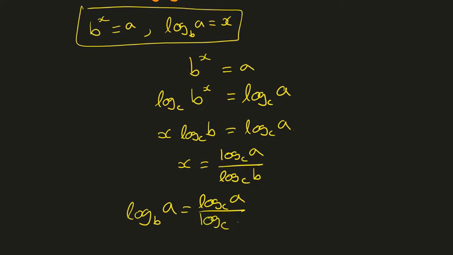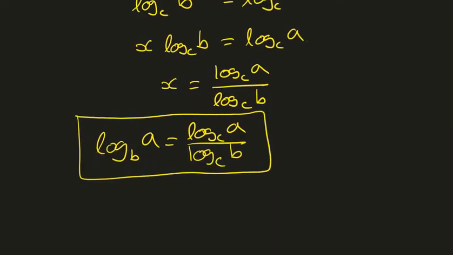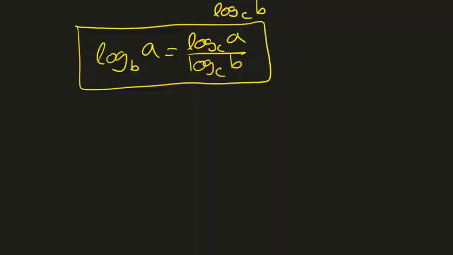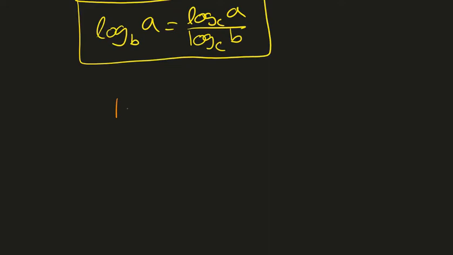Log c of b. Now this is, if you like, the change of base formula, and we can apply this to all sorts of situations. And just to be clear, how I use this is in the following way. If I have log base 8 of 20, just for example, and I want to change this to base 5, it's going to be log base 5 of 20 over log base 5 of 8.